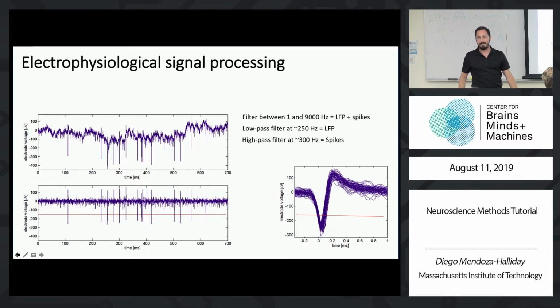Do you have any idea how much the waveform would vary across days or weeks in a single neuron? Is it pretty consistent on longer time scales like that as well?